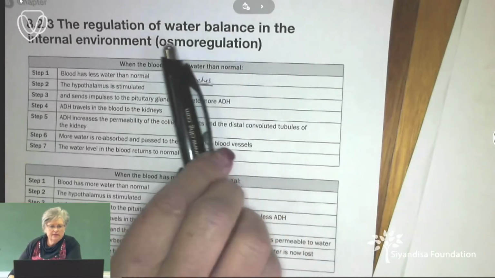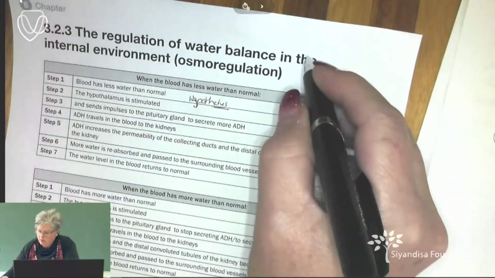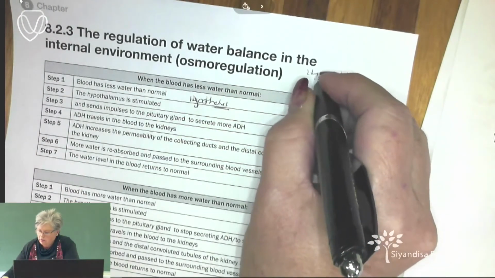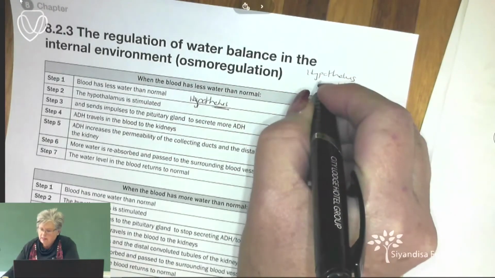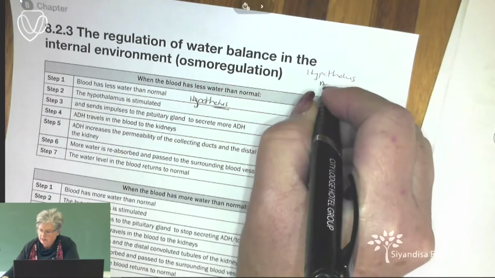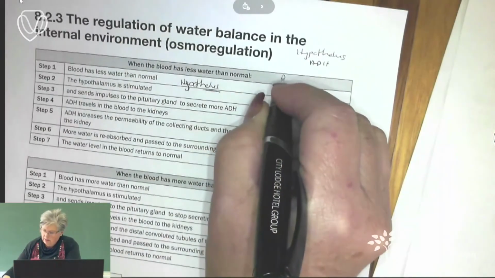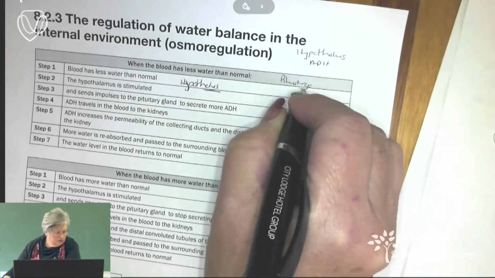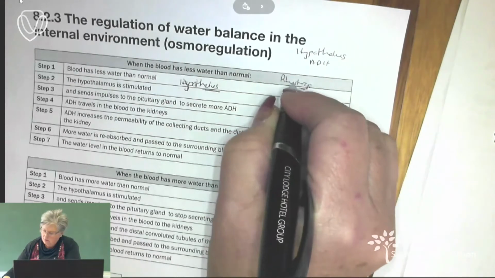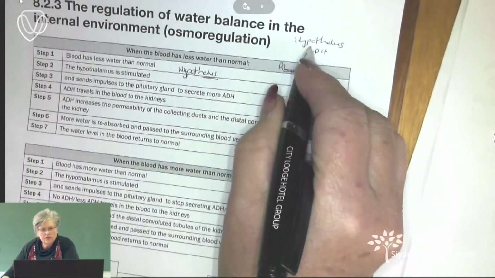So let's look at the regulation of water balance inside the body. The gland that plays a role here is the hypothalamus. Why the hypothalamus? Because the hypothalamus gives off ADH, antidiuretic hormone, and the pituitary gland. Sorry, the hypothalamus is the one that is involved here.